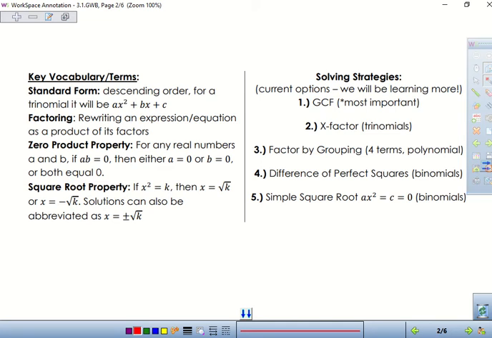So in this class we have learned the AC method instead of the x factor. It's the same thing, it's just a different kind of way that you do it. You write it a little bit differently. But I'm going to do the AC method. I just forgot to change it on the notes before I sent it to print, so don't mind that.